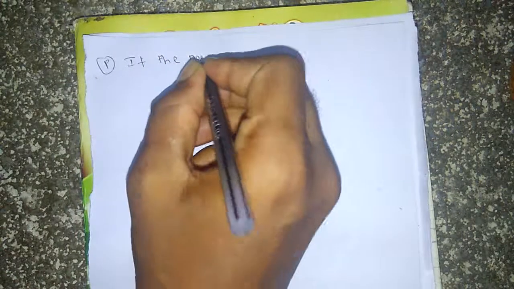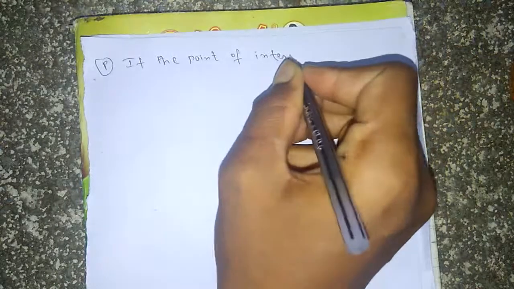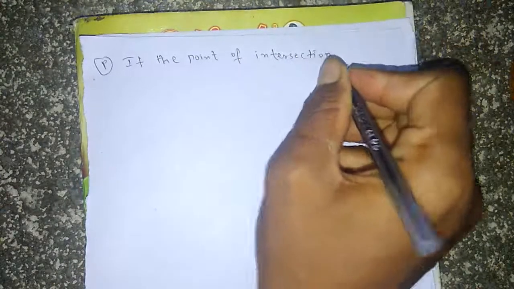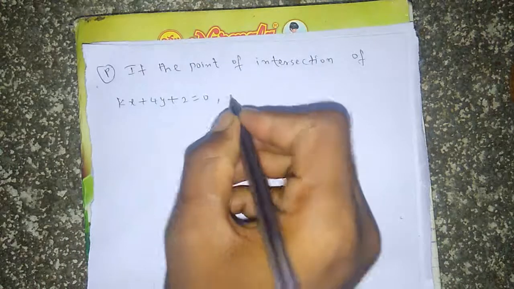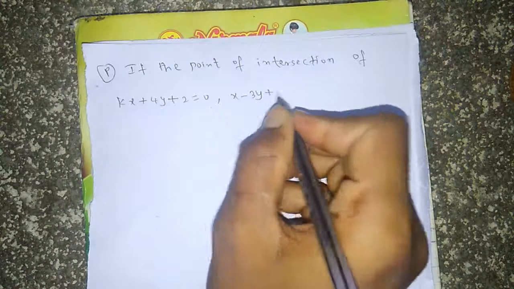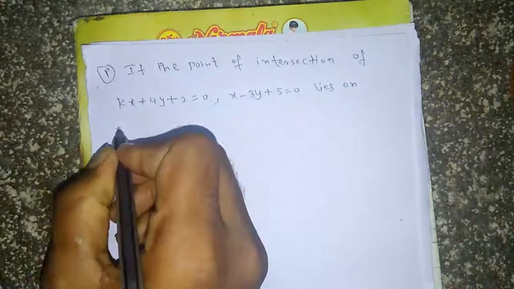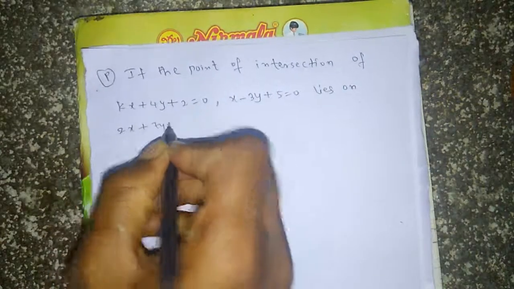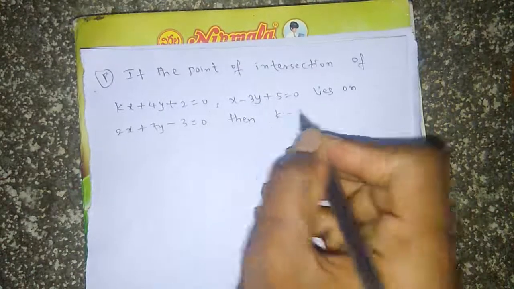Next problem is, if the point of intersection of kx + 4y + 2 = 0, x - 3y + 5 = 0 lies on 2x + 7y - 3 = 0, then k is equal to?